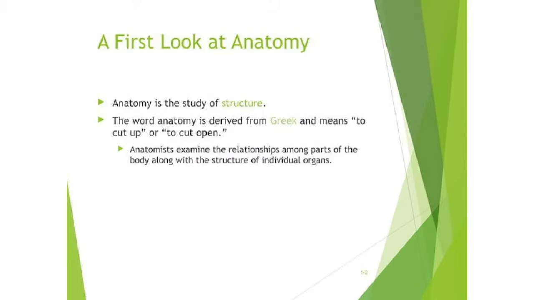Okay, let's start. Here, a first look at anatomy. What is meant by anatomy? Anatomy means a study of structure. Simple meaning. When we are studying about the structure, then it is known as anatomy. What is the meaning of the word anatomy? The word is derived from the Greek language, and the meaning of anatomy is to cut up, to cut open.